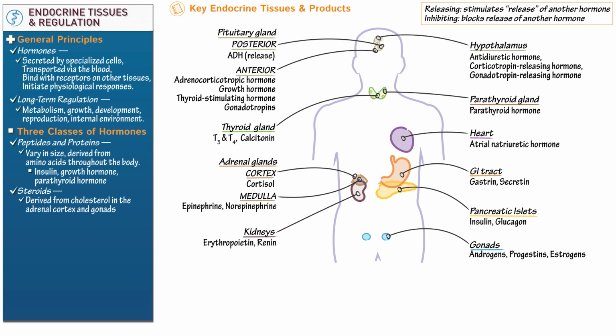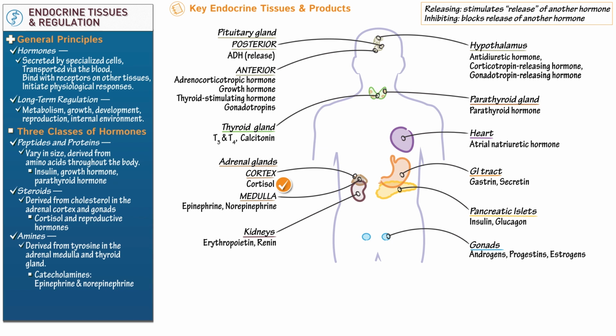Steroid hormones are primarily produced in the adrenal cortex and gonads, where we showed that cortisol and the reproductive hormones are produced. Amines are derived from tyrosine in the adrenal medulla and thyroid gland. We saw that the adrenal medulla produces the catecholamines, including epinephrine and norepinephrine, and the thyroid gland produces such hormones as T3 and T4.